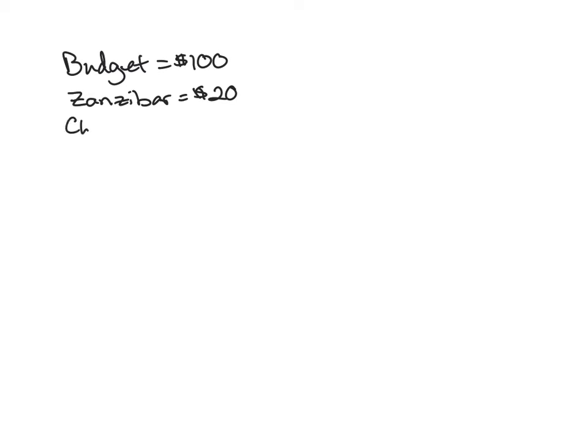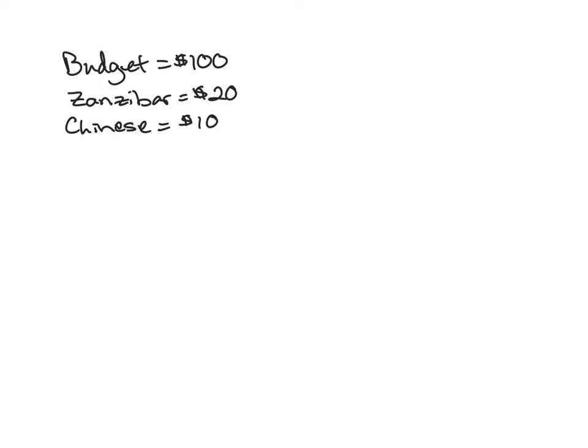In this example, May has a budget of $100 and she can spend it in two places. She can go to her local pub Zanzibar, which costs her $20 per night that she attends there. And she can get dinner at a Chinese restaurant, which costs her $10 per dinner.